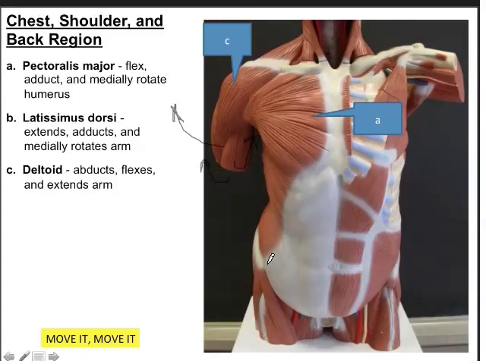Okay, so those are the motions that the deltoid provides because it's got 3 parts to it. It's got a part that's in the front, a part that's in the middle, and a part that's in the back, and they all are part of different motions. The lats will extend, adduct, and medially rotate the arm, and again, we saw the lats in that previous slide.